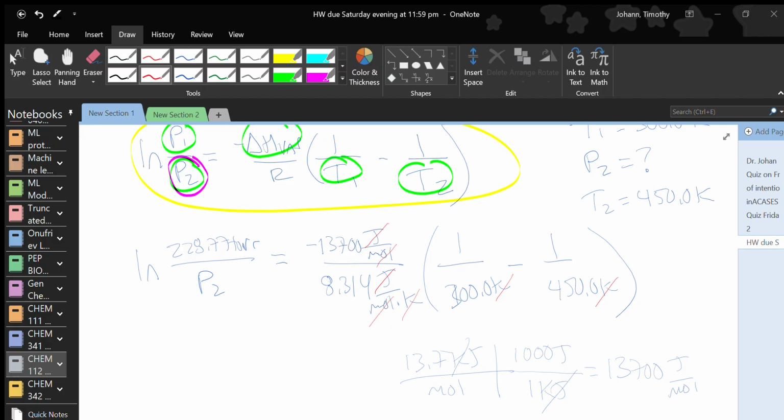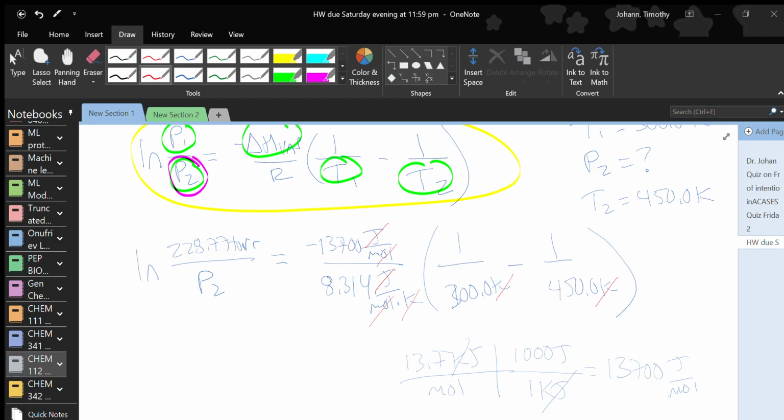Questions on anything I've done so far? All right, so now I'm going to pick up my calculator, and you're going to have to learn how to use your calculator to do these things efficiently, and I'm happy to help you with that, by the way. I've got a little 1 over x key on my calculator. I'm going to use that here.